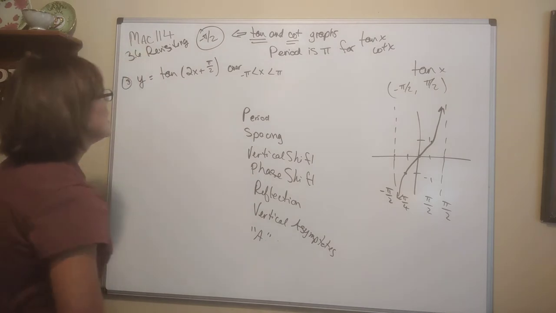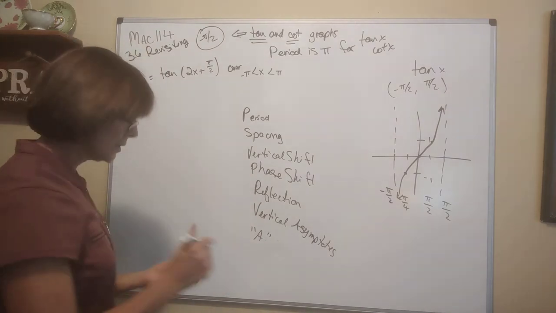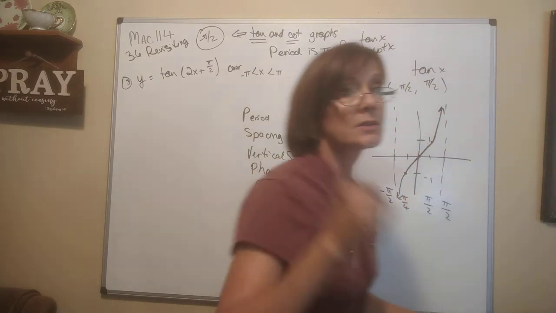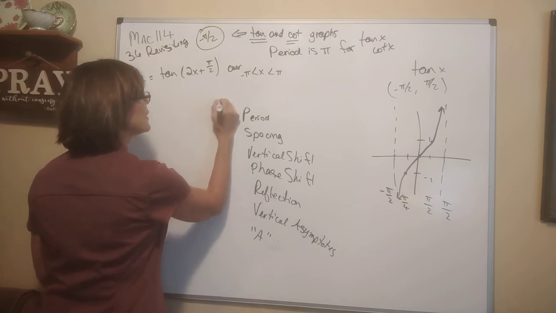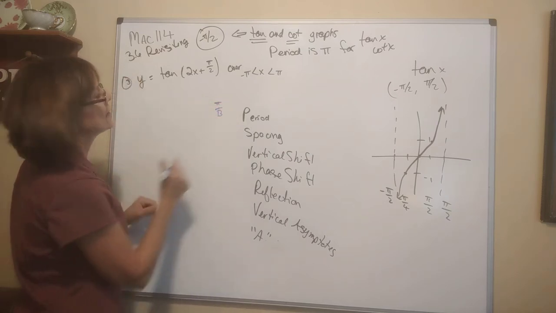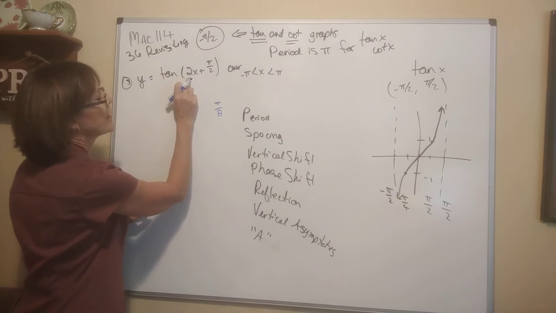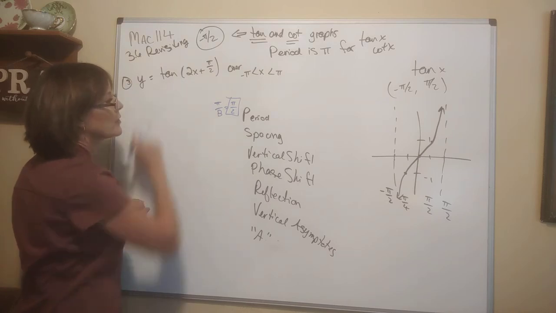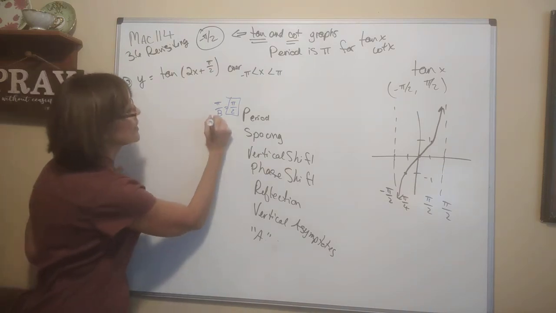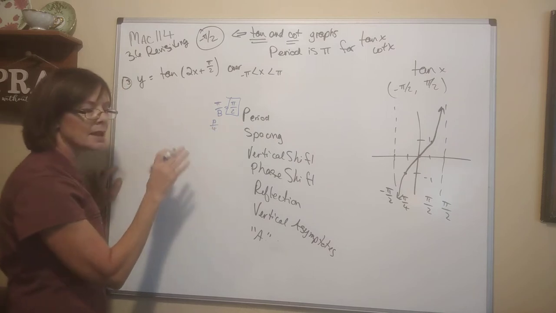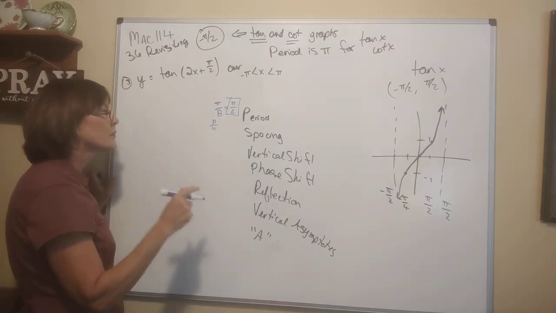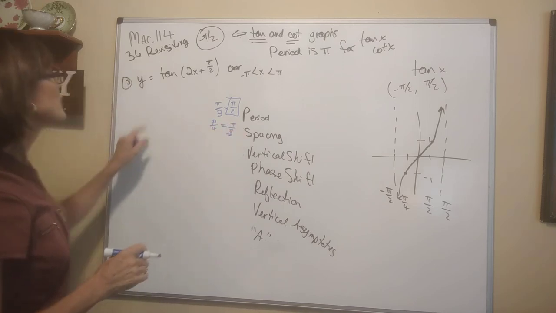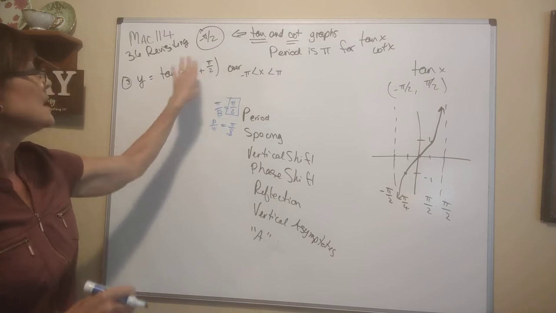So the period is equal to pi over b for tangent and cotangent. What is b in this case? Well, b is whatever is with the x, so it's 2. So this is pi over 2. That's the period for this graph. The spacing is still the period divided by 4. So pi over 2 divided by 4 is going to be pi over 8. That's my spacing. Is there a vertical shift? No. I don't see a plus or minus any number right there. So no.